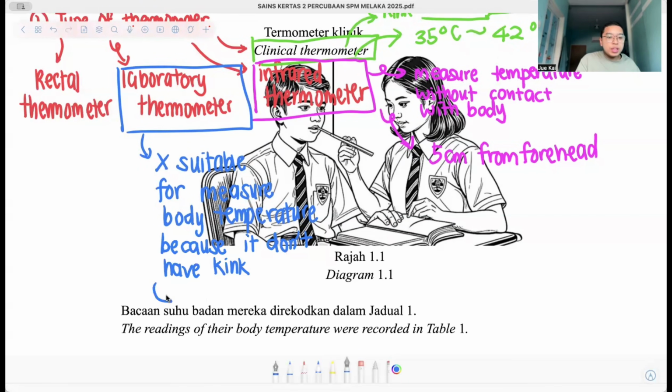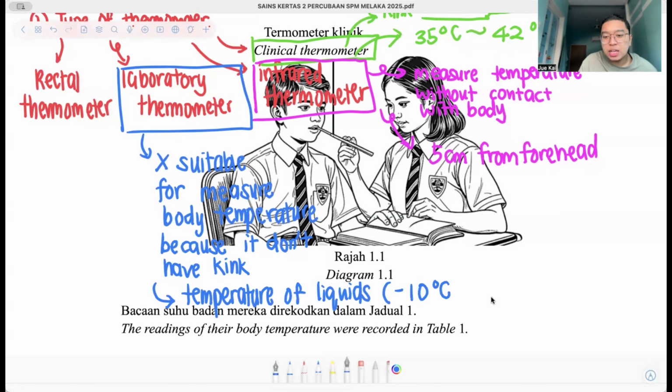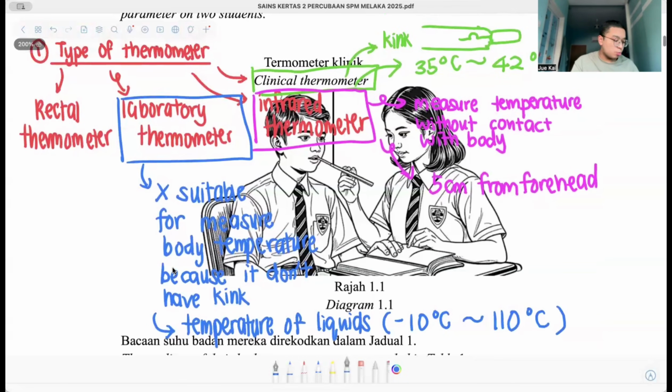So for the laboratory thermometer, you always measure the temperature of liquids, obviously. Okay, you measure the temperature of liquids, and the range is negative 10 degrees Celsius to 110 degrees Celsius. Okay, that's all. Done? Okay, so let's go to the last one, the rectal thermometer.